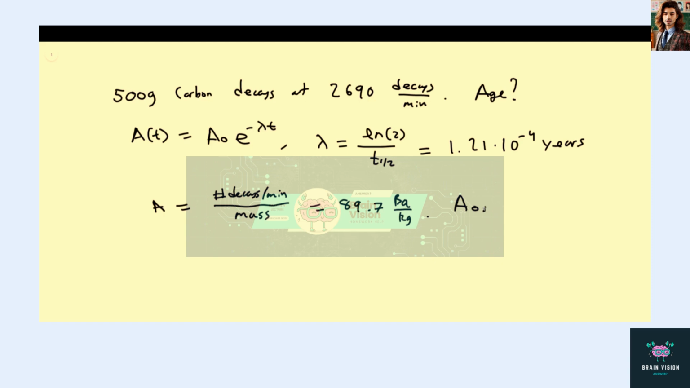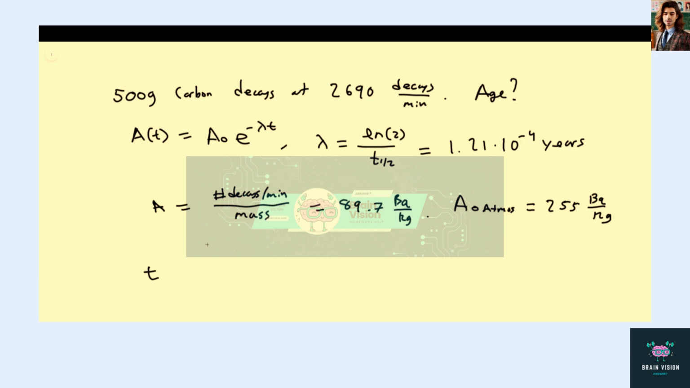Now the last thing that we have to know is that for atmospheric carbon, the rate of decay is given by 255 becquerels per kilogram, as pointed out in the chapter. So the last thing we have to do is solve this equation for t and plug in the values we have to find out the total age of our sample.